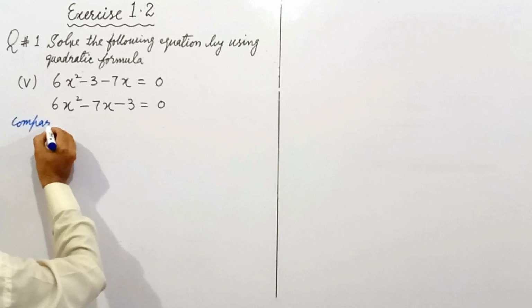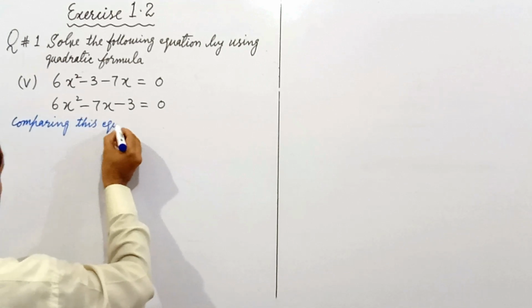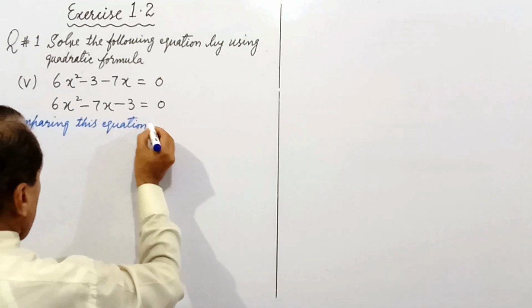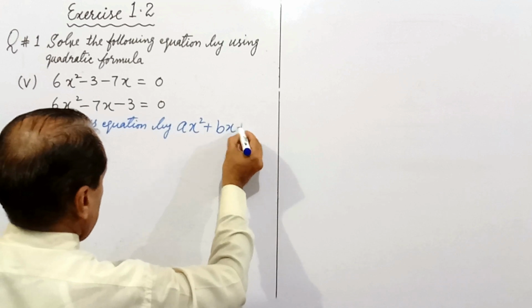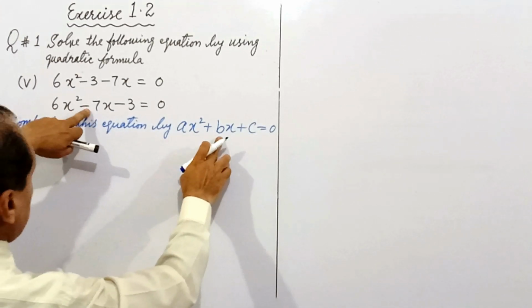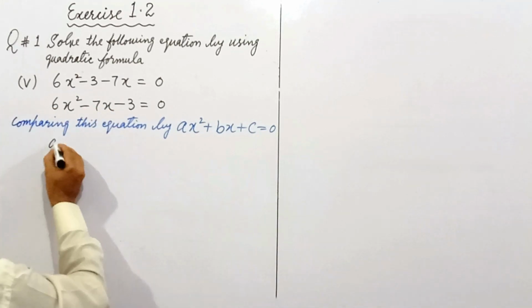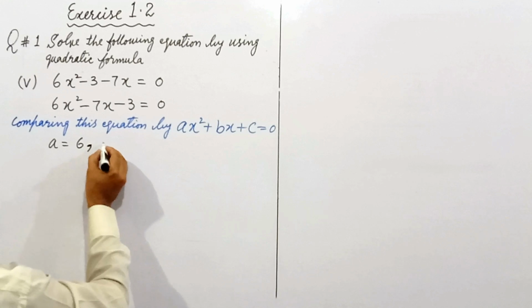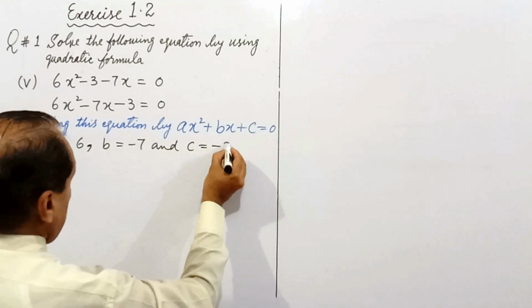Comparing this equation by ax square plus bx plus c is equal to 0. The value of a is 6, value of b is minus 7, and value of c is minus 3 by the comparison.